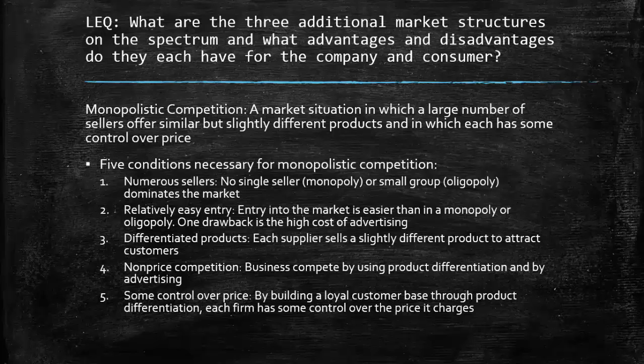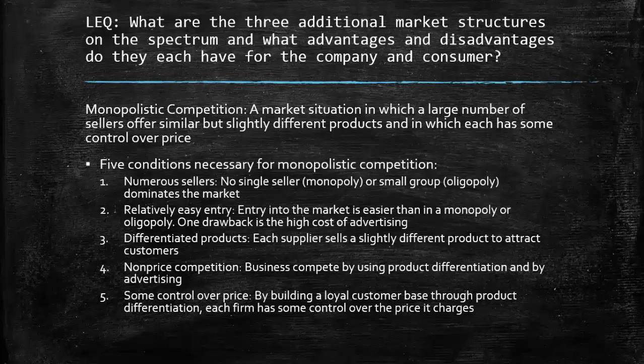Another characteristic of monopolistic competition is relatively easy entry. I did not say easy entry as in perfect competition. It's quite easy for anyone to start growing tomatoes in their backyard. But it's relatively easy entry. You know, you may need to take out a loan for $100,000 or so, but compare that to trying to start an oligopoly, which will take hundreds of millions of dollars. So entry into the market is easier than in a monopoly or oligopoly.